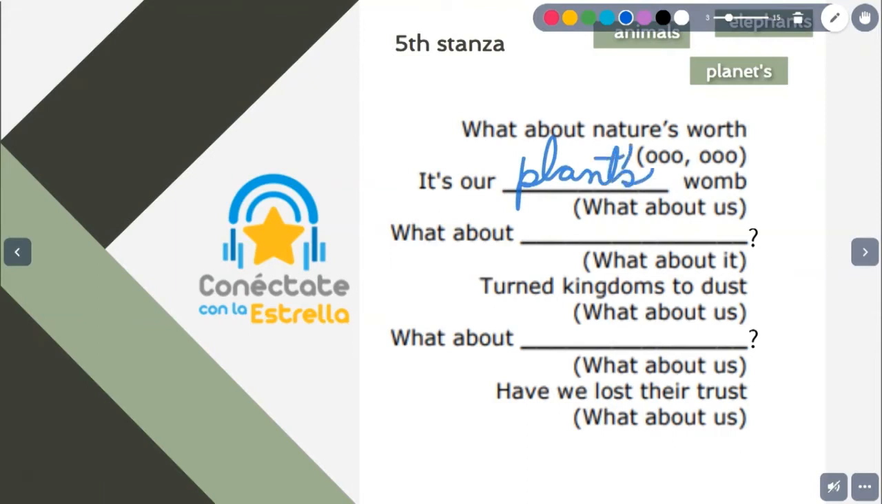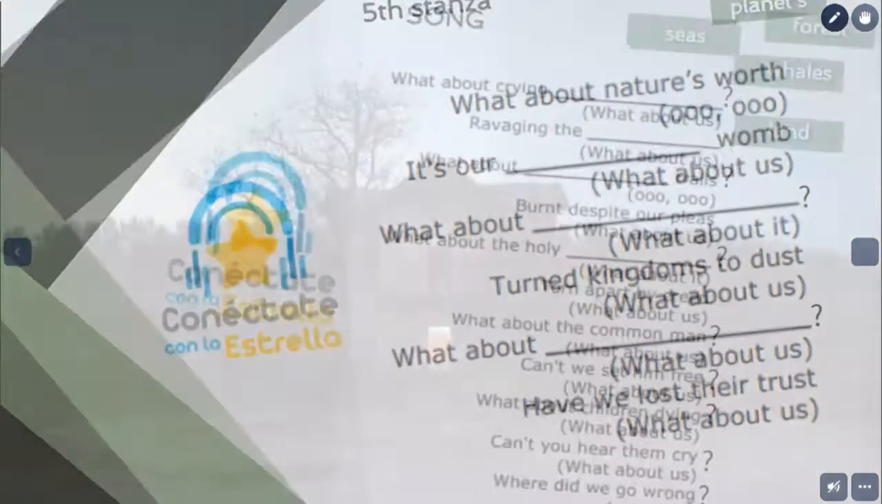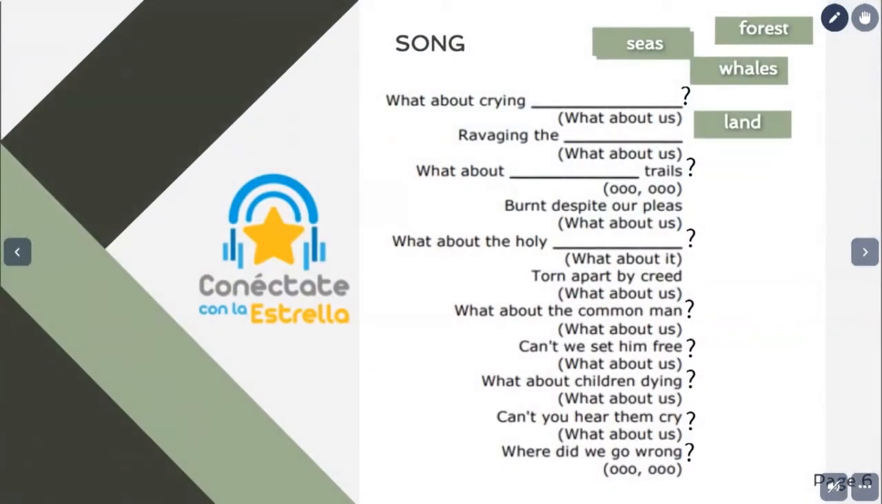What about animals? Turn kindle to dust. What about elephants? What about us? Have we lost their trust? Now the last stanza.